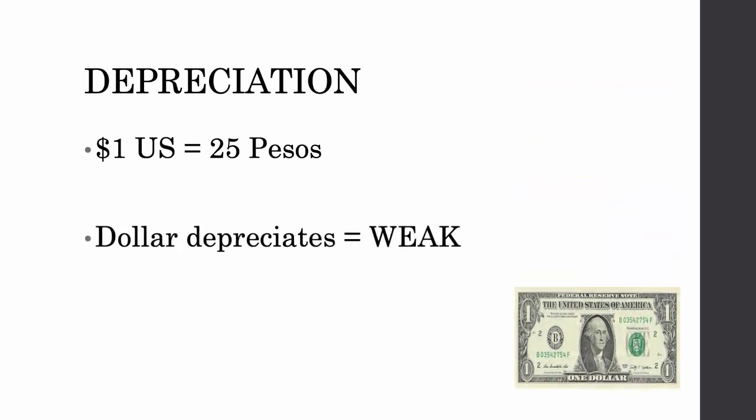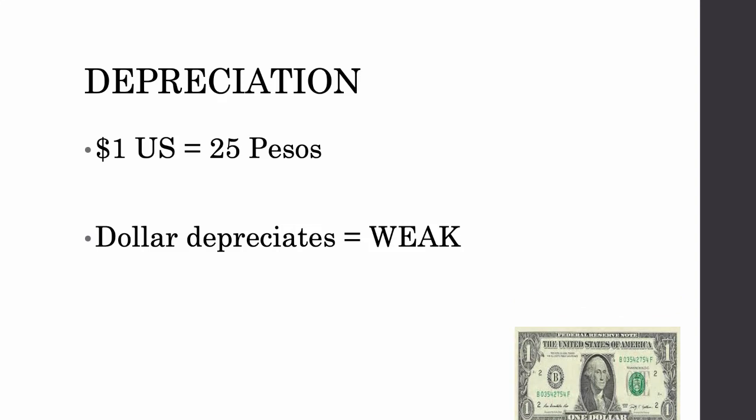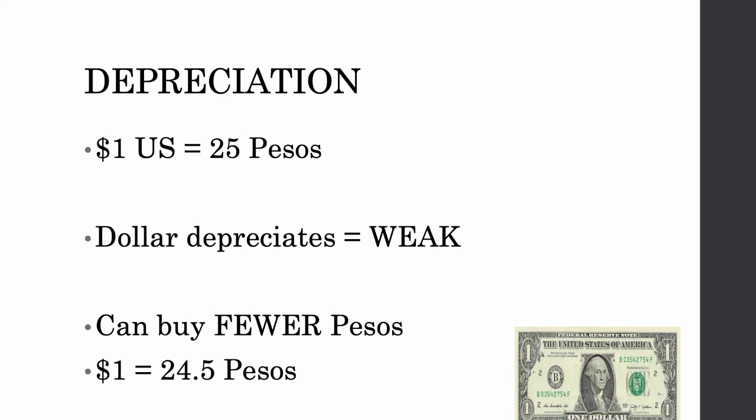On the other hand, maybe the value of the dollar goes down. Maybe instead of being able to buy more pesos than it could the day before, the dollar depreciates or gets weaker. If that's the case, then the dollar can buy fewer pesos. So maybe instead of being able to buy 25 today, it can buy 24.5. It's not a huge change, but it's a significant change. It's getting weaker. And that's going to have an impact on trade.